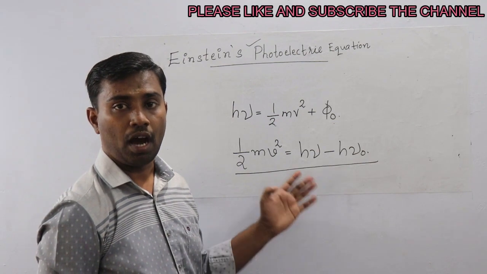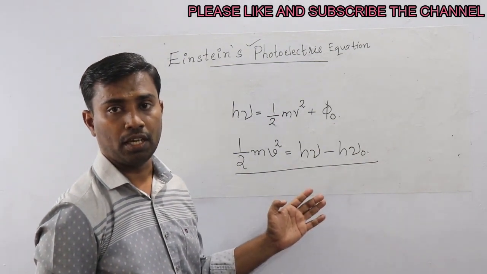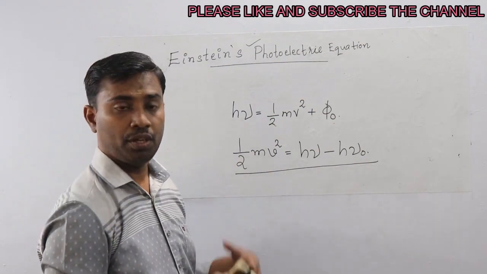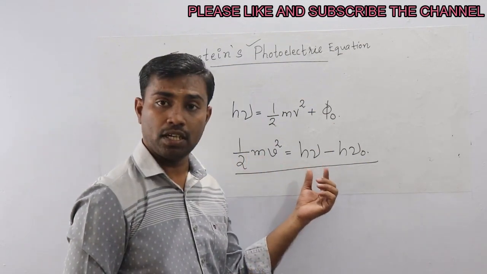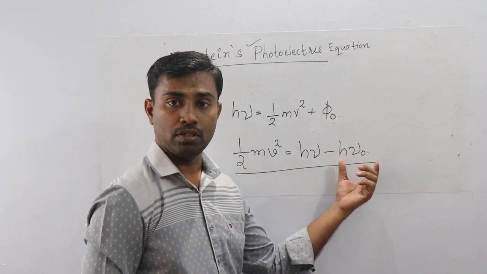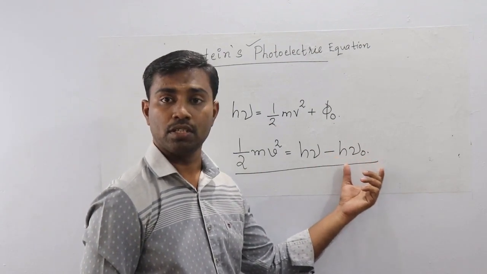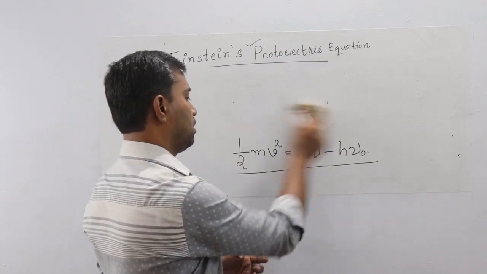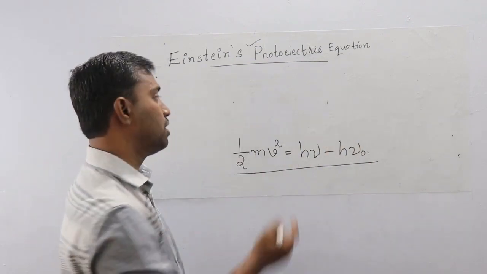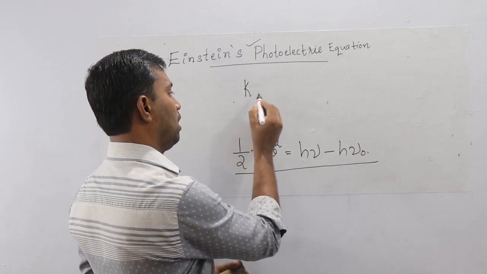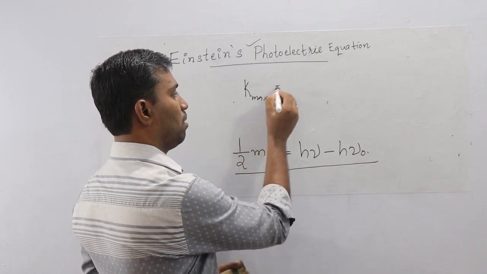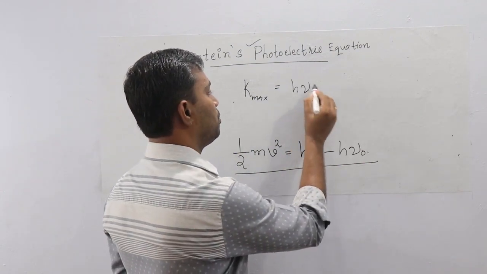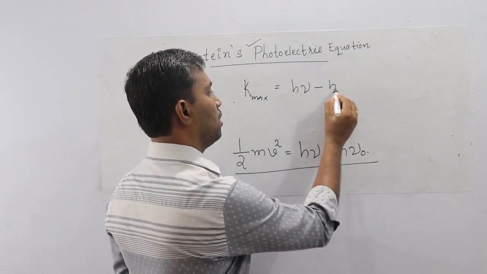This is called the Einstein photoelectric equation. Here half m v square is the kinetic energy, h nu is the energy of the incident radiation, and h nu 0 is the work function. We can write this equation like this: half m v square is the kinetic energy, which we can write as K max. The maximum kinetic energy is equal to h nu minus h nu 0.